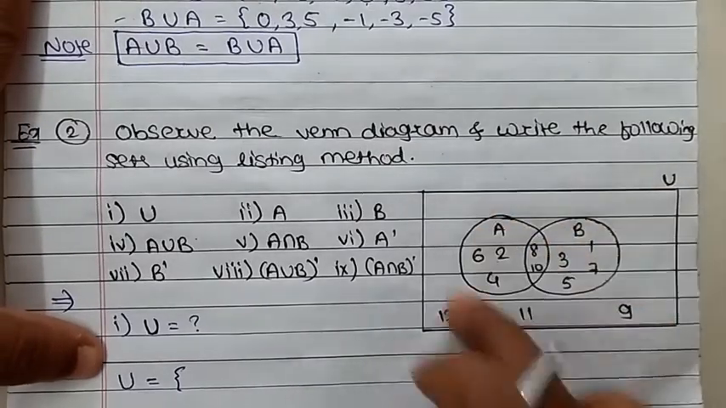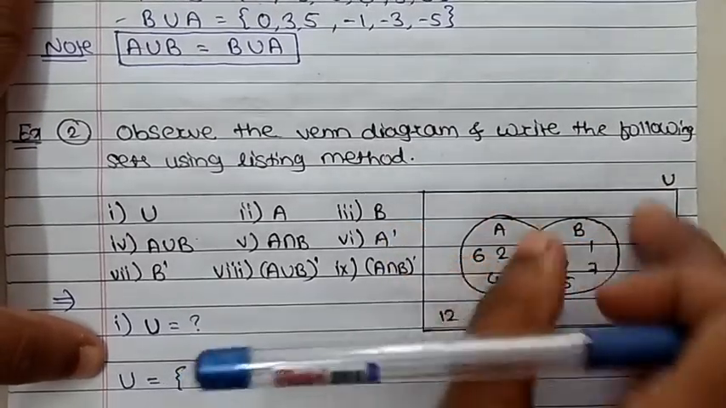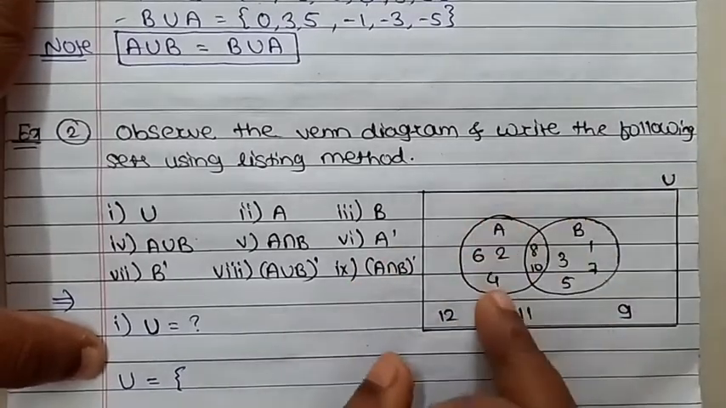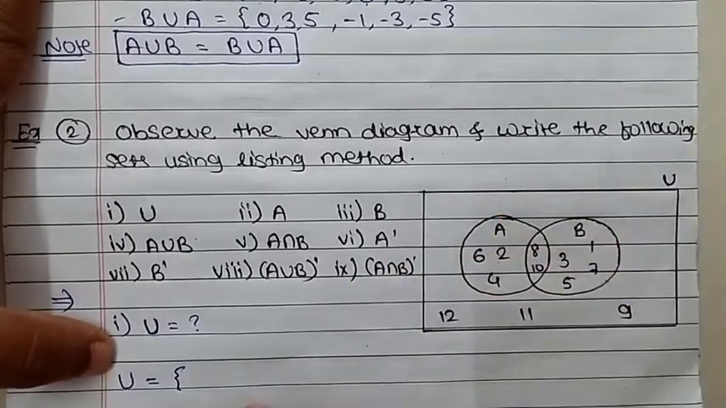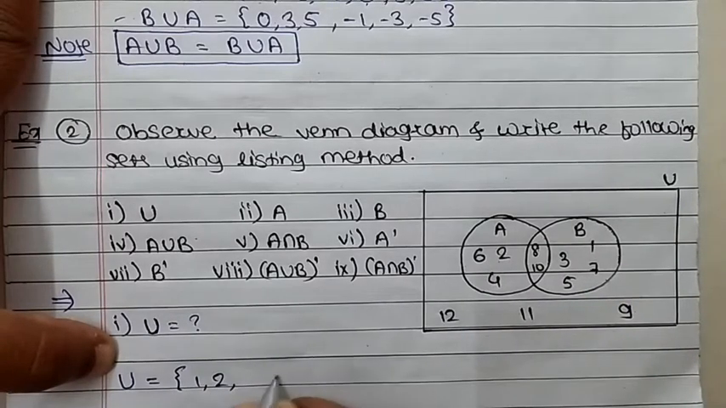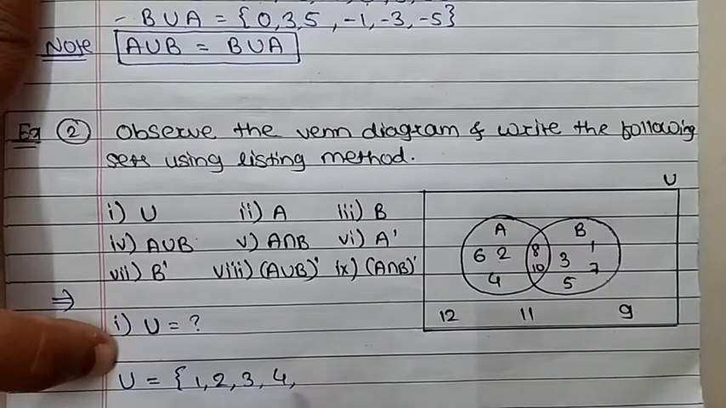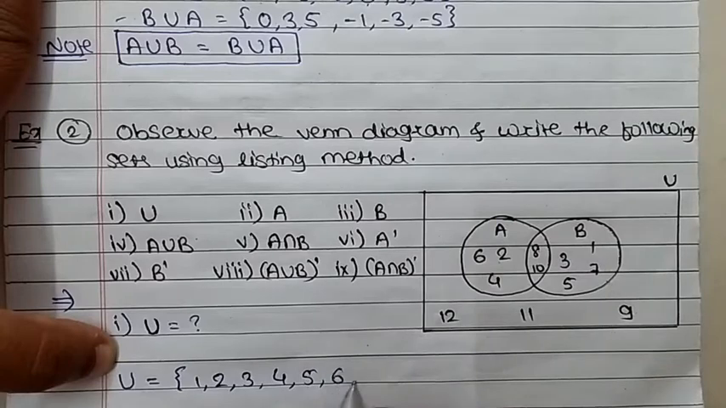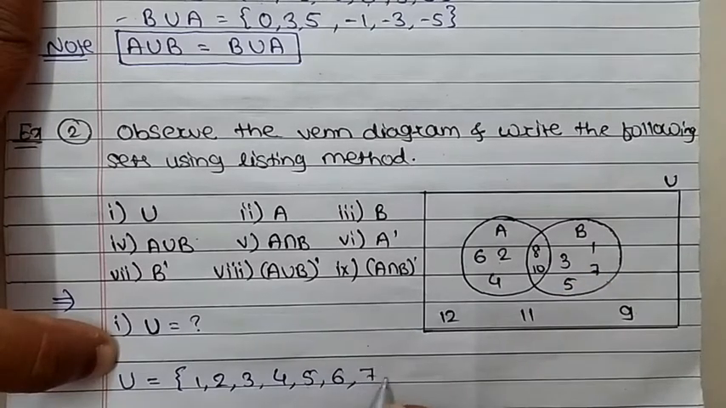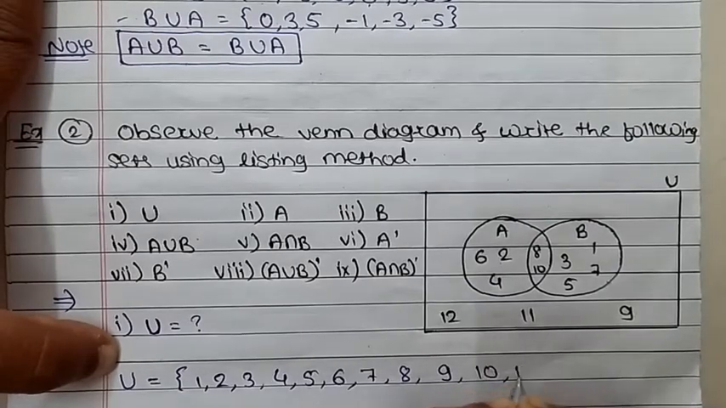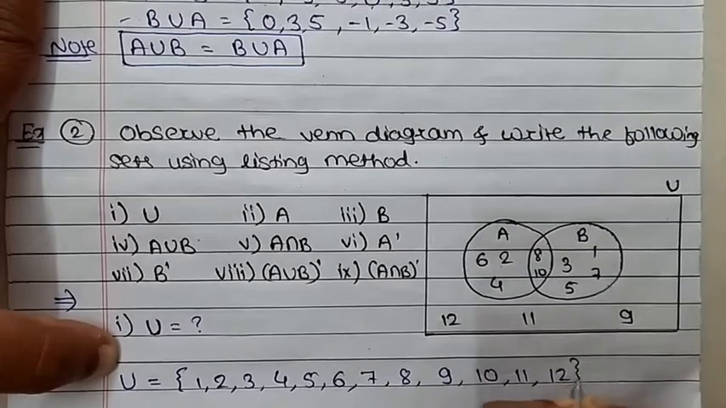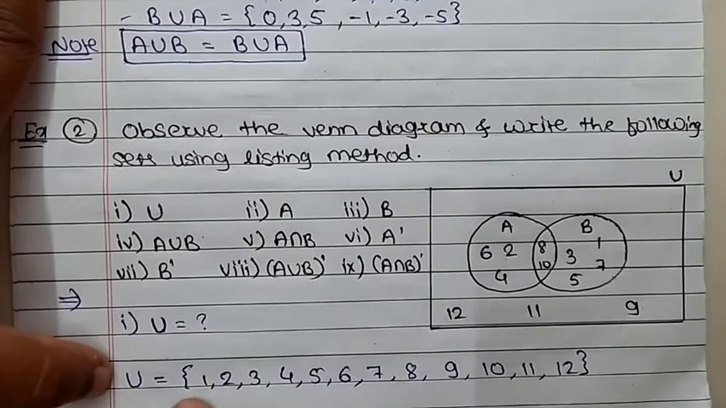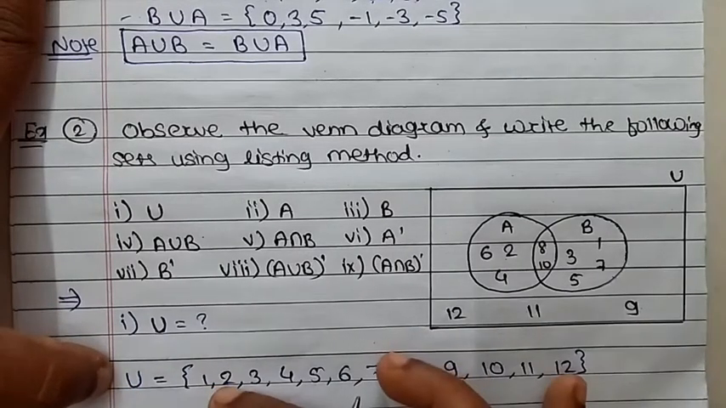That is all elements enclosed between this square, this rectangle. So all the elements included in that universal set. So 1 is included, yes. Then 2 is also there, 3 is also there, 4, 5 is also there, 6 is here, 7, correct, 8, 9, 10, 11 and 12, up to 12. That means universal set includes elements from 1 to 12, correct?